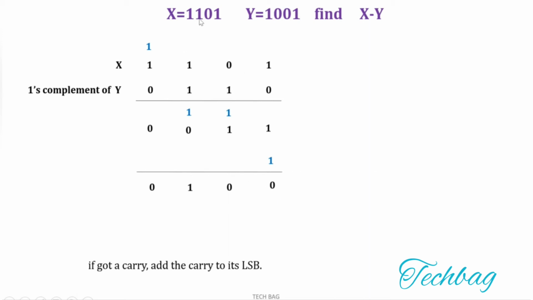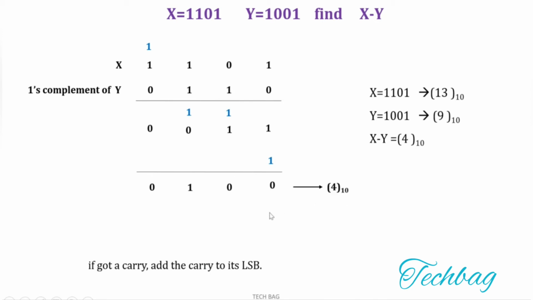Let us check the answer. Here, the decimal equivalent of 1, 1, 0, 1 is 13. And the decimal equivalent of 1, 0, 0, 1 is 9. Here, we have to do X minus Y. So if you are subtracting 9 from 13, you get 4. Here, we get 0, 1, 0, 0. The decimal equivalent of this one is also 4. So we get the same answer here. So our answer is the correct one.